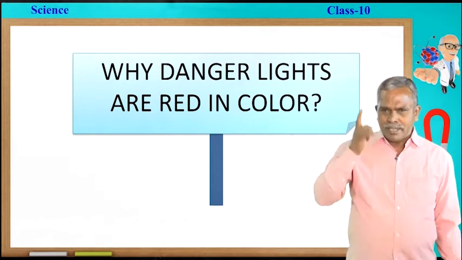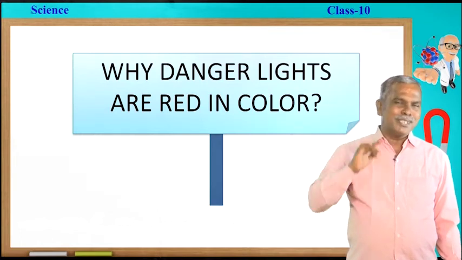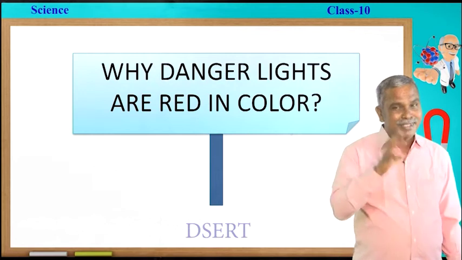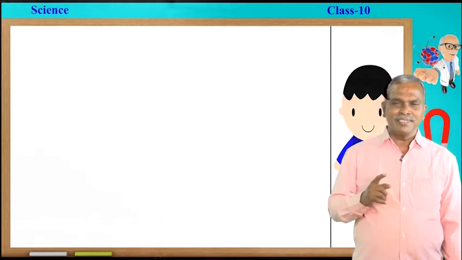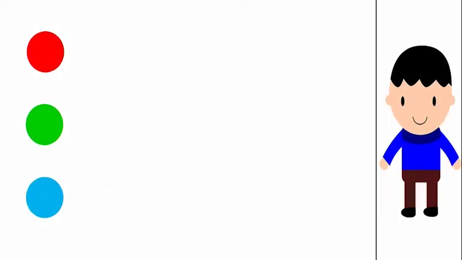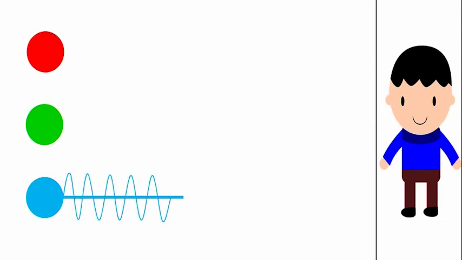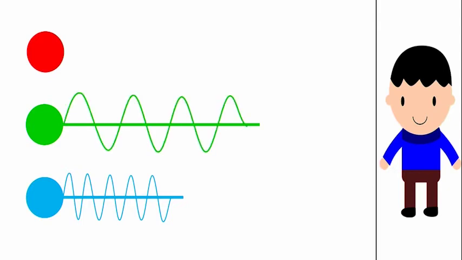But why is the danger light always made red in color? Is there any scientific reason behind it? Definitely, there is a scientific reason behind it. See here, children, you can see red light, green light and blue light. The blue light scatters most, and its wavelength is very less, so it scatters completely. Compared to blue light, the wavelength of the green is a little bit better. It scatters over longer distances.